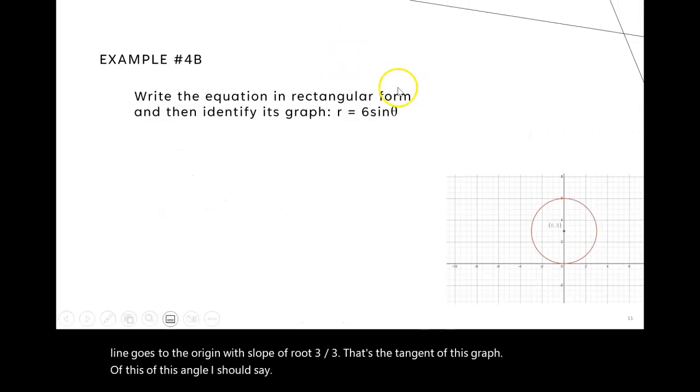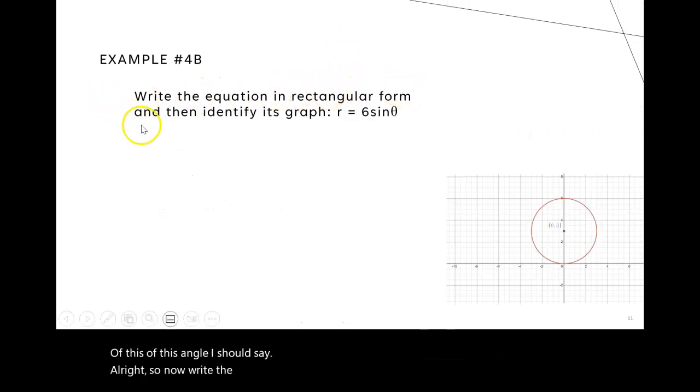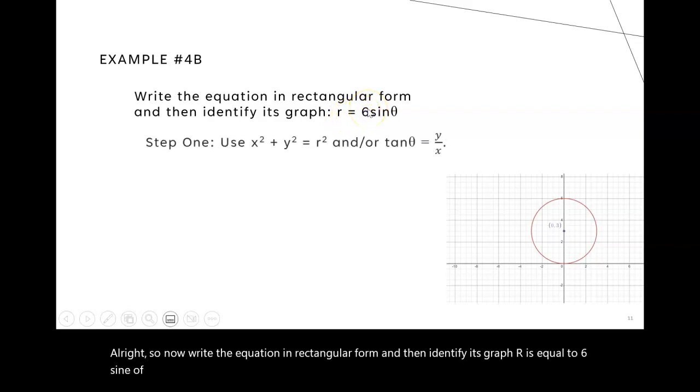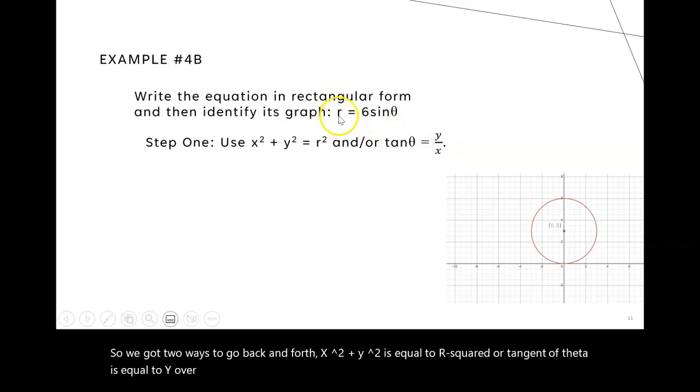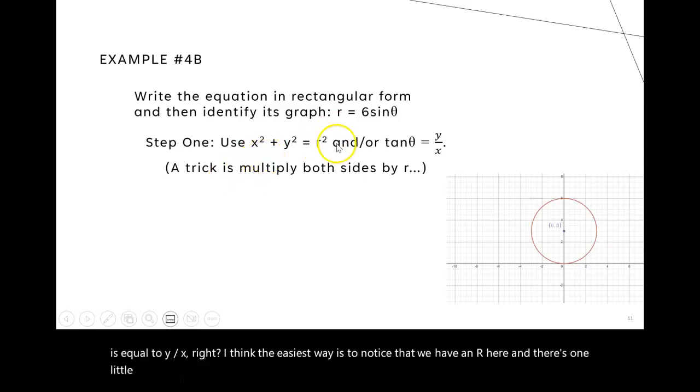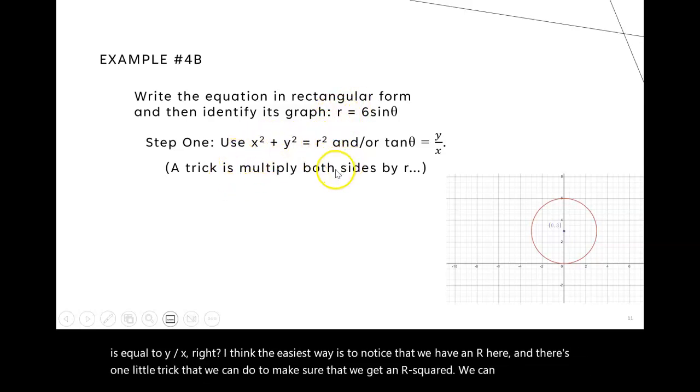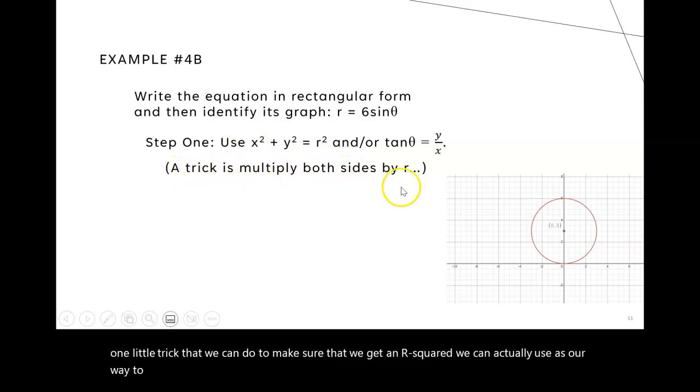All right, so now write the equation in rectangular form and then identify its graph. r is equal to 6 sine of theta. So we got two ways to go back and forth. x squared plus y squared is equal to r squared, or tangent of theta is equal to y over x. All right, I think the easiest way is to notice that we have an r here, and there's one little trick that we can do to make sure that we get an r squared that we can actually use as our way to convert. And the trick is to multiply both sides by r.